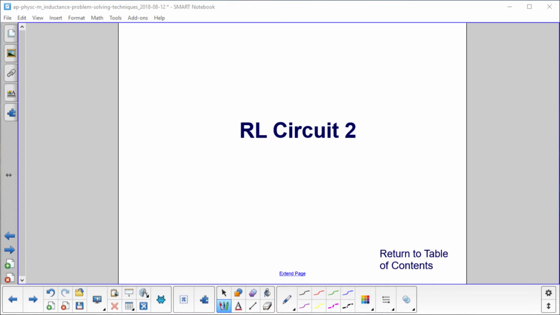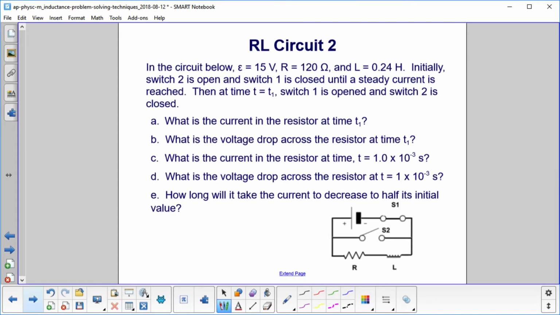RL Circuit 2. In the circuit below, EMF is 15 volts, R is 120 ohms, and L is 0.24 Henry. Initially, switch 2 is open and switch 1 is closed until a steady current is reached. Then at time t equals t1, switch 1 is opened and switch 2 is closed. What is the current in the resistor at time t1?